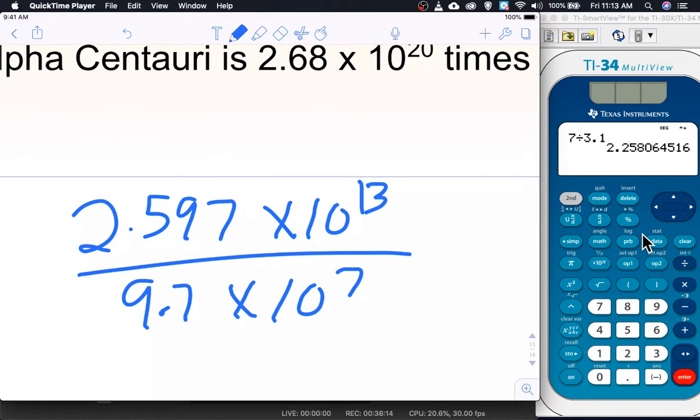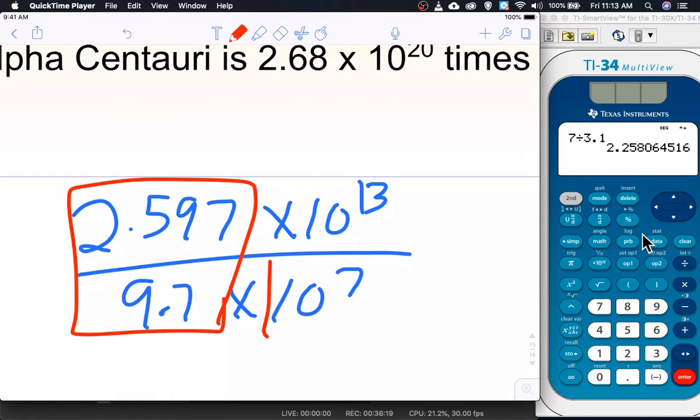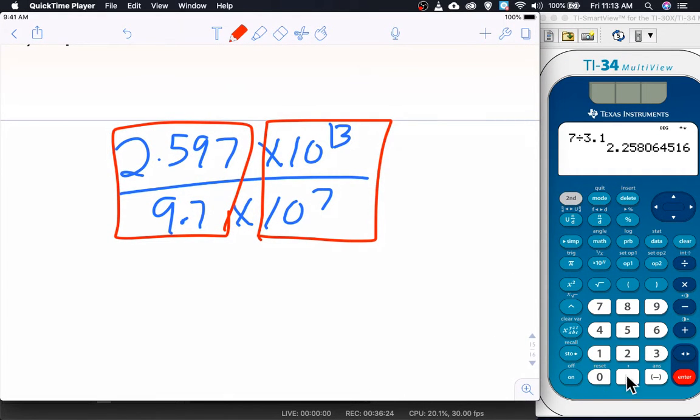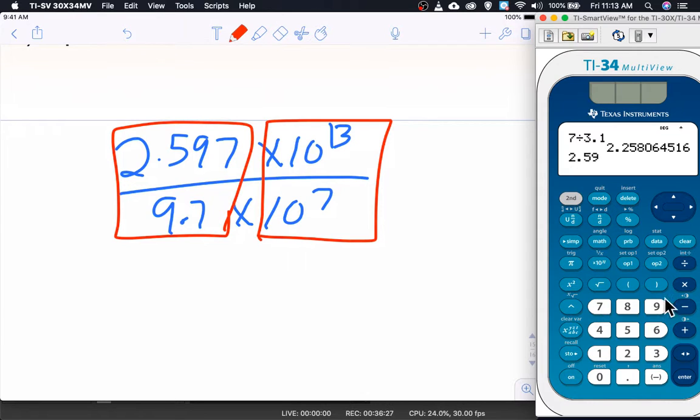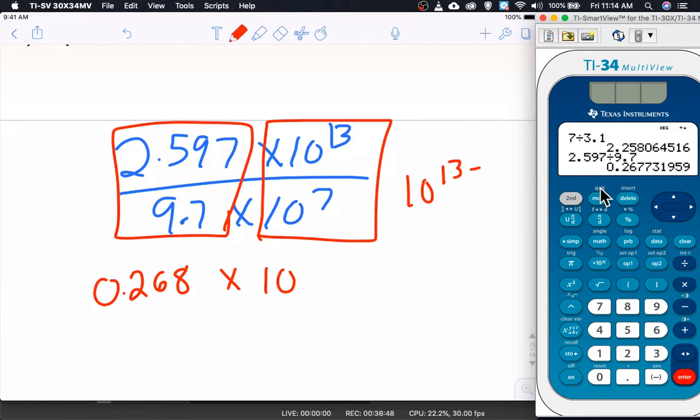All right, and we divide. So I'm going to divide this. I'm going to divide that. And put our answer in scientific notation. 2.597 divided by 9.7 is 0.268. I'm going to round to that digit, so I rounded to the thousandths place. Times by 10 to the top minus bottom. 10 to the 13 minus 7 is the 6th power.